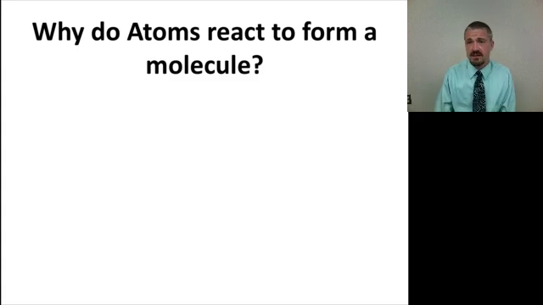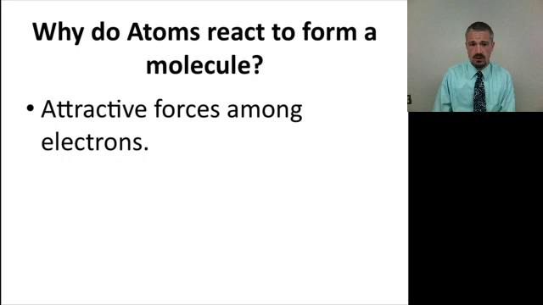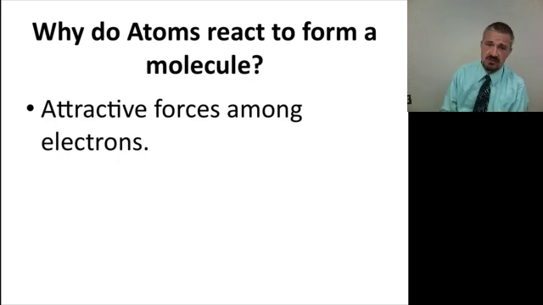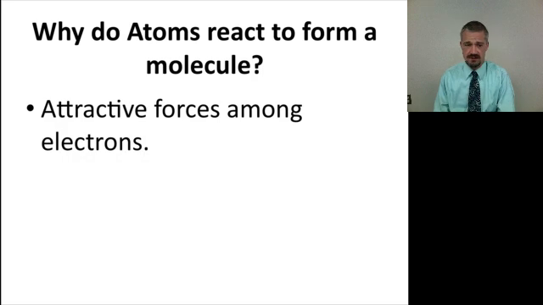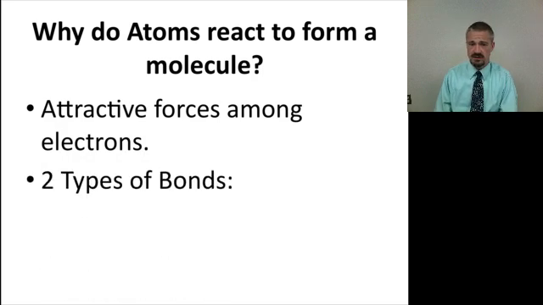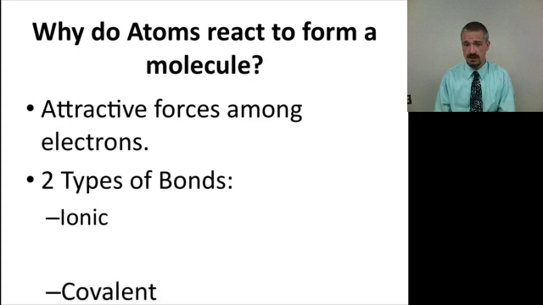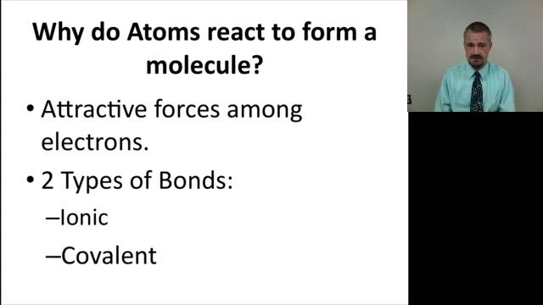So how do we put these atoms together to form a molecule? So how do atoms bond? Really, it's going to be dependent upon these electrons. So we get attractive forces between electrons. And we're going to see that there are 2 main types of bonds that we're going to worry about. We're going to talk about ionic as well as covalent bonds.